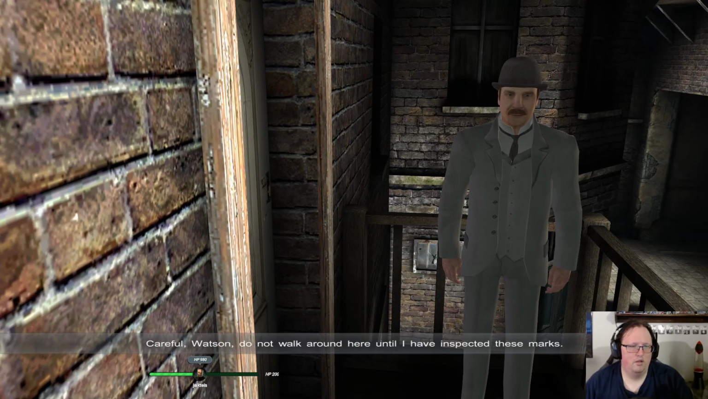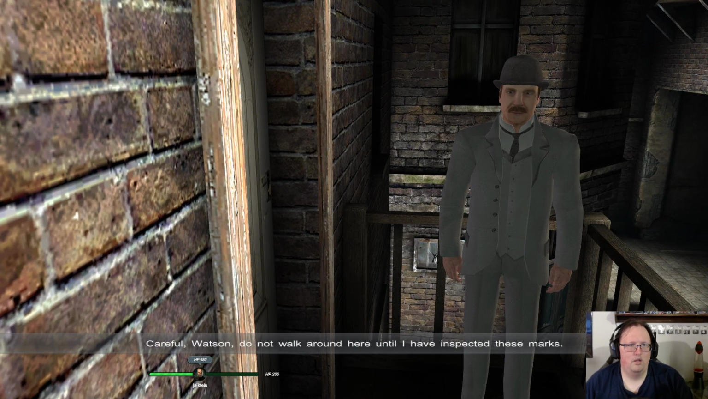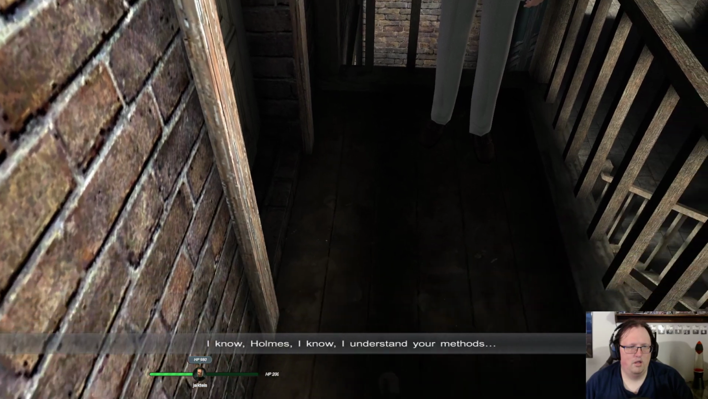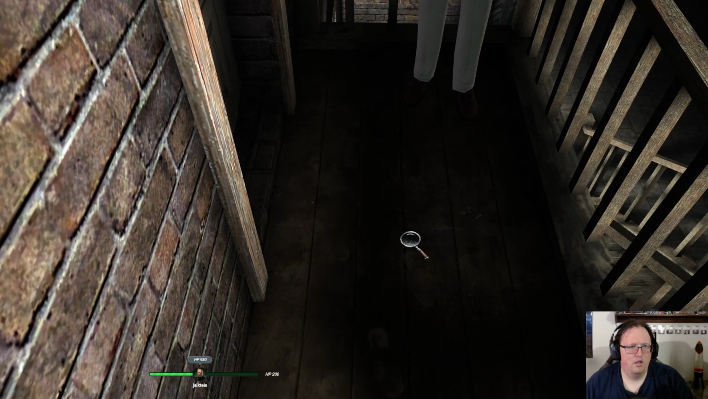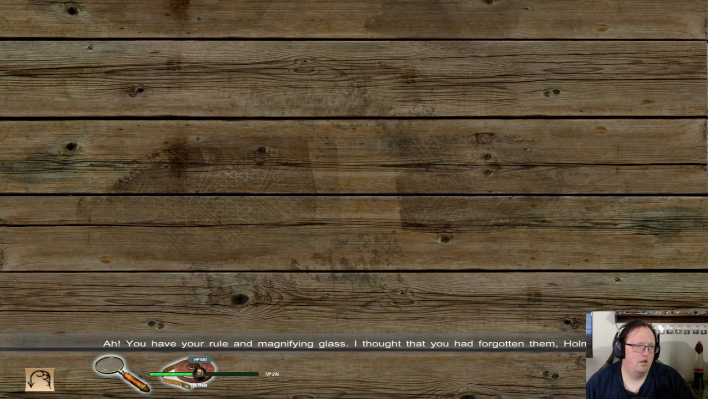Careful, Watson. Do not walk around here until I've inspected these marks. I know, Holmes, I know. I understand your methods. You have your rule and magnifying glass. I thought that you had forgotten them, Holmes. I never forget the essentials, my dear Watson. No, no, never.